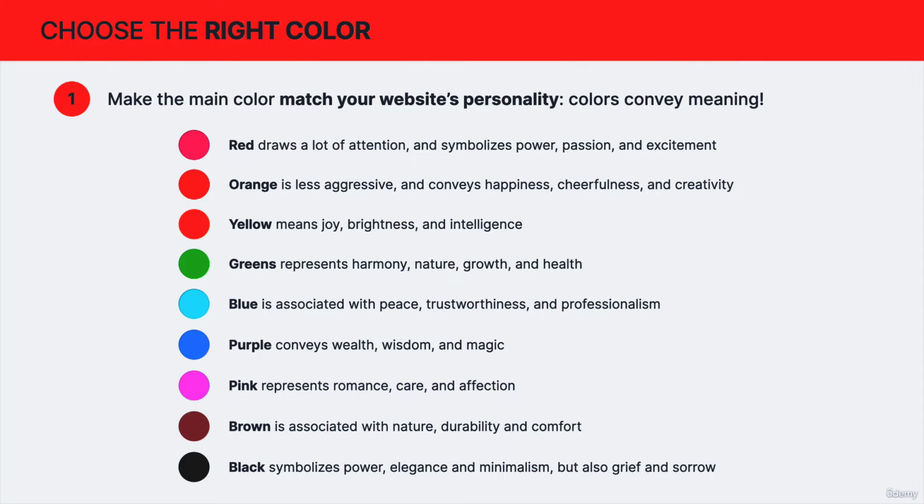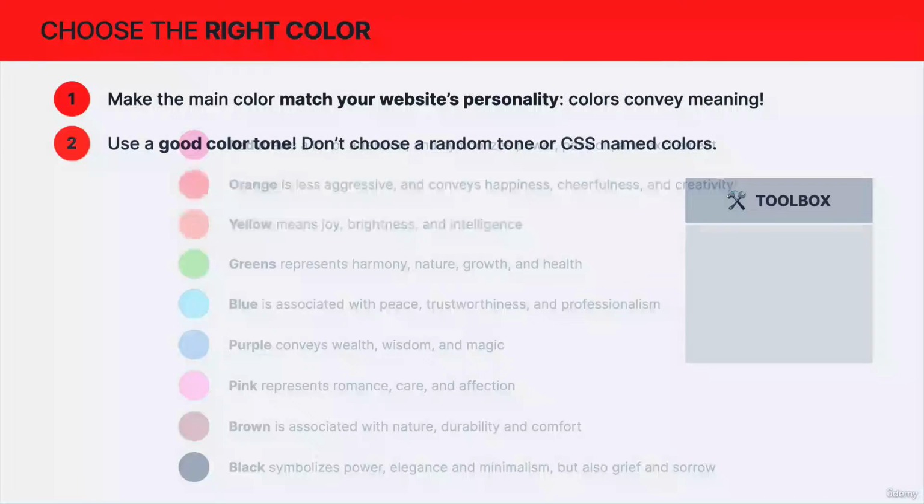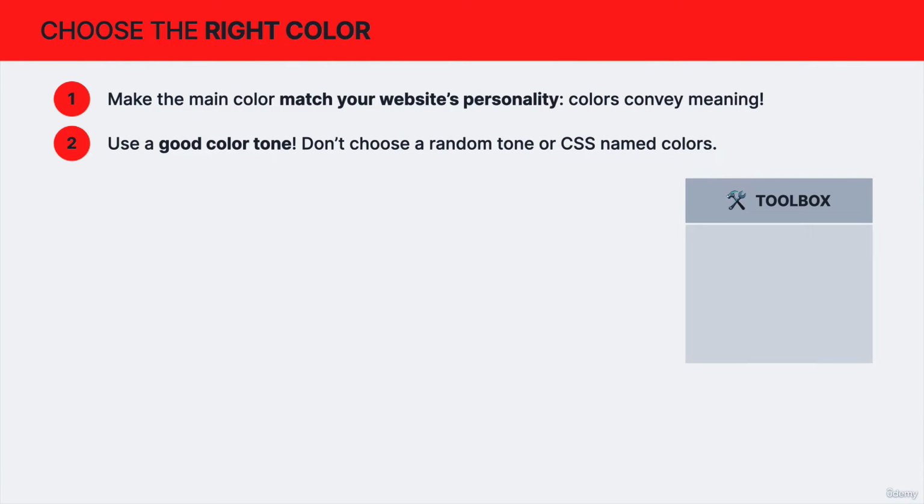and many times for beginners, it is probably not the best color to choose. Okay, and once you choose your base color, basically, you need to make sure that you use a good color tone. So for example, don't just go into your VS Code color picker and choose a random tone there, or even worse, use one of the CSS named colors.